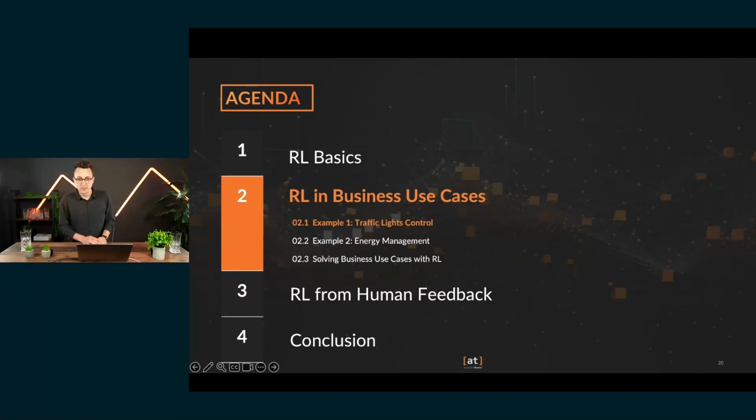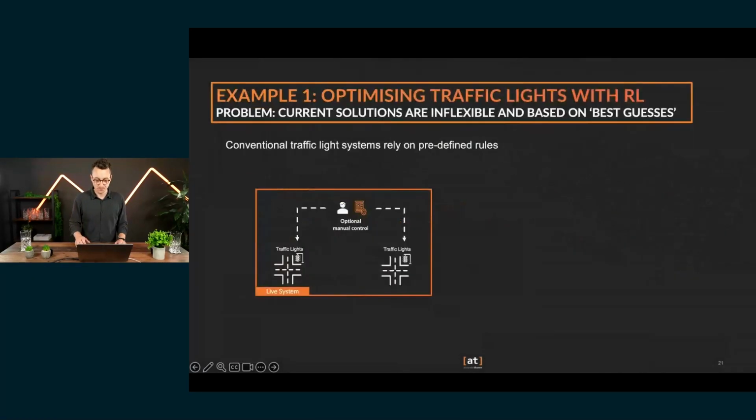So we're going to start with the first example, which is using reinforcement learning in traffic lights control. This example is meant to give you just a general high-level overview of the usefulness of reinforcement learning in replacing conventional solutions. And next, we will talk a little more in detail about the actual steps that you need to take to implement your reinforcement learning. Okay, so what's the problem that we are trying to solve? We are trying to optimize traffic light systems with reinforcement learning.